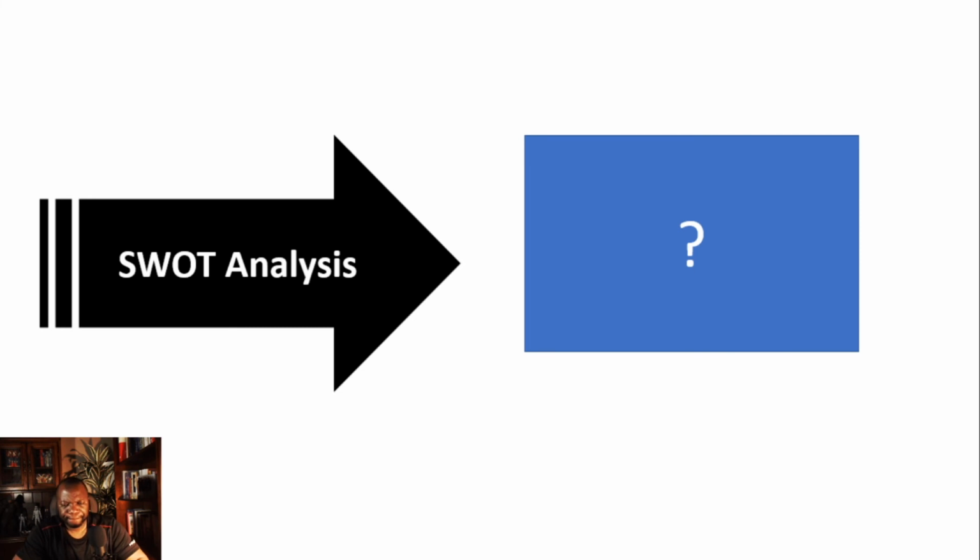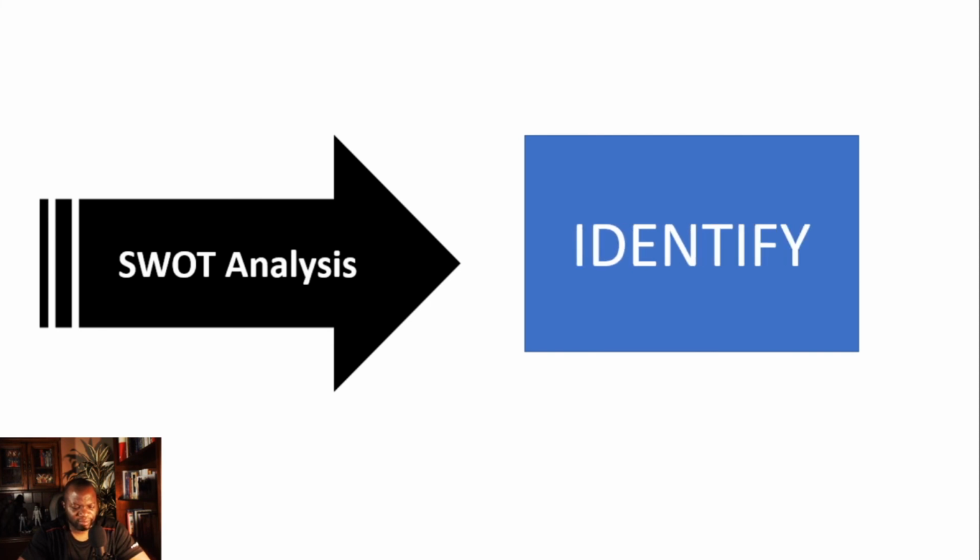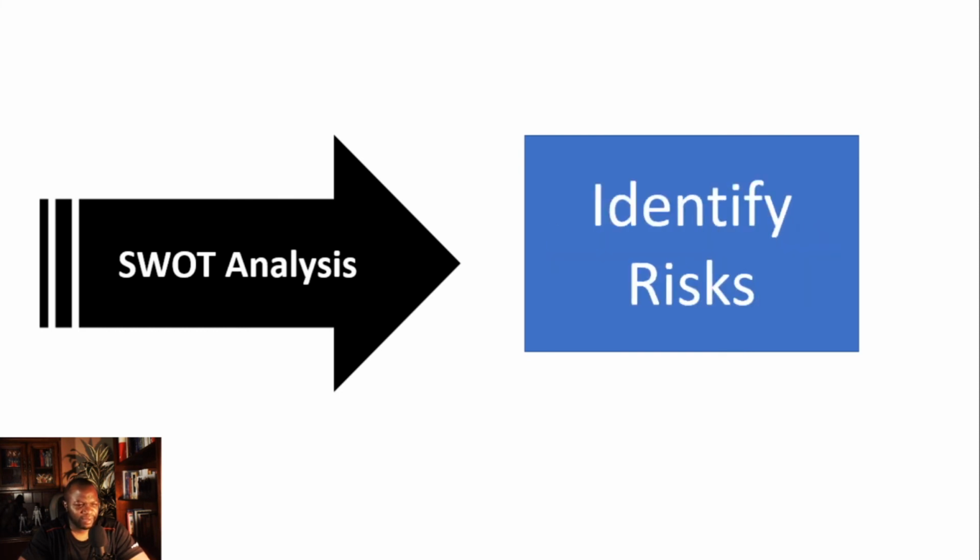3, 2, 1. The answer to this, my friends, is none other than where you are identifying risks. So the answer to this is identify risks. That's where you do your SWOT analysis. Okay? One more question and we'll be done for the day.